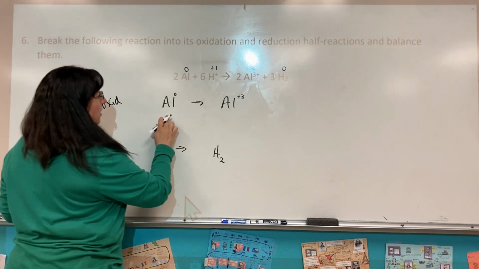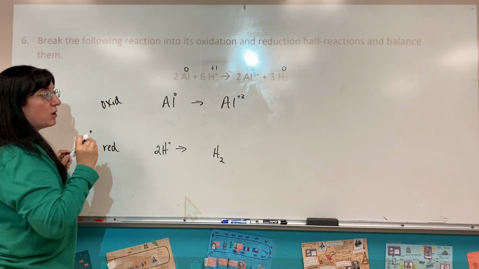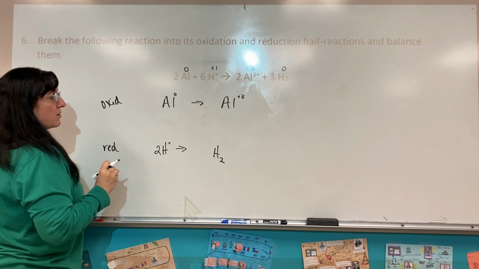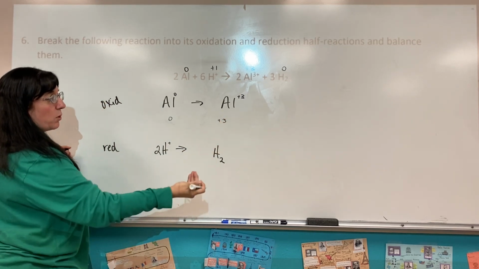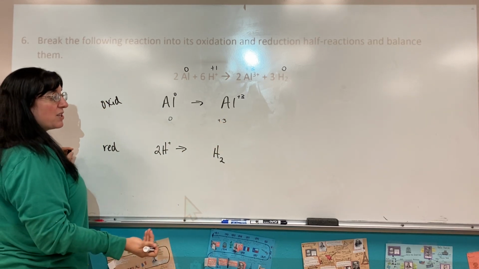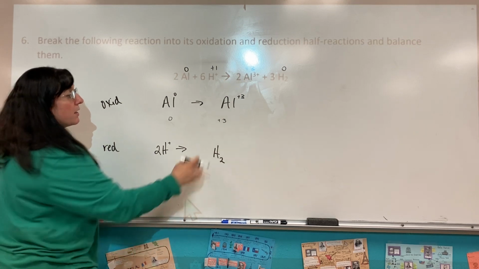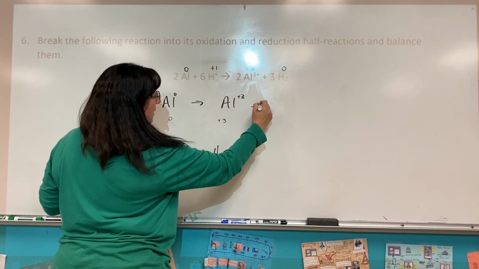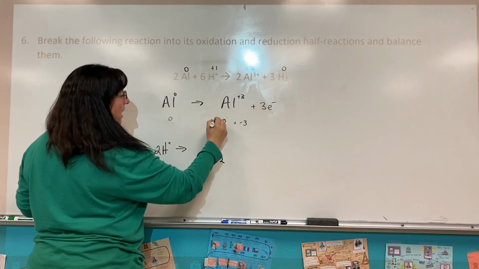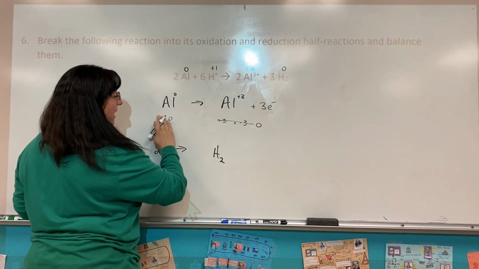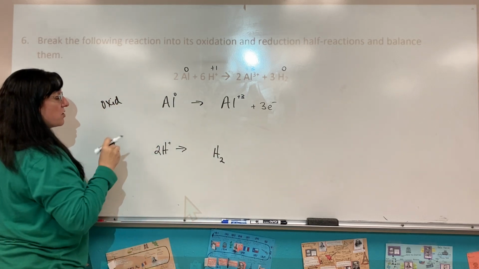This charge is 0 and this is a +3. The only thing you can add are electrons. And so if this has a charge of 0, this has a charge of +3. If I add electrons, it's going to drop the charge. So which side needs to be dropped? This side does. So I'm going to add 3 electrons. So if I add 3 negatives, that will change it to 0. So now the charges are balanced.